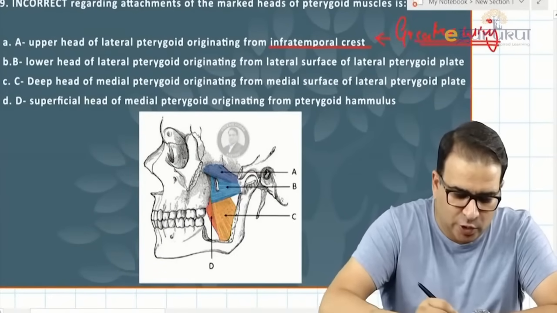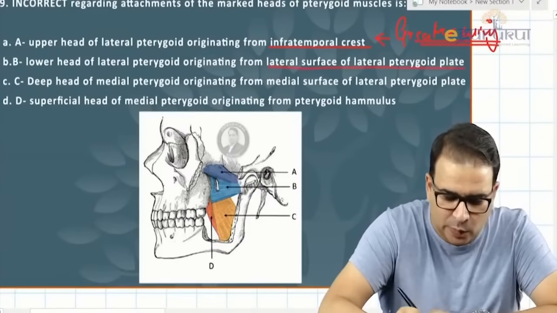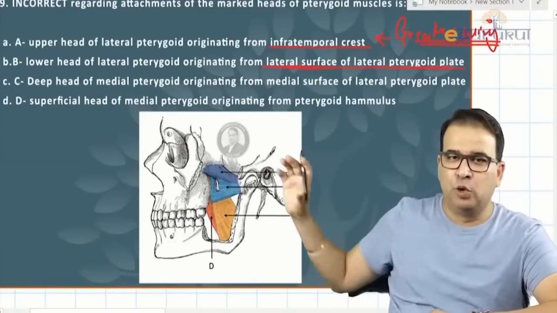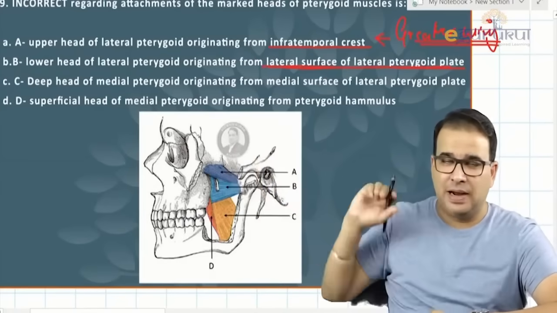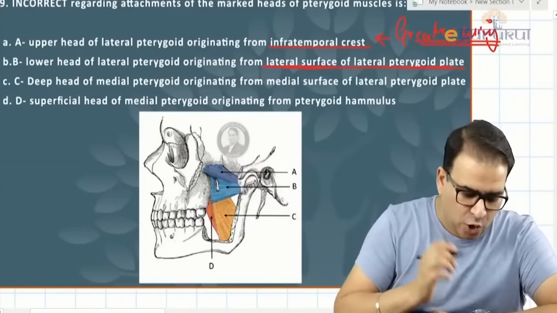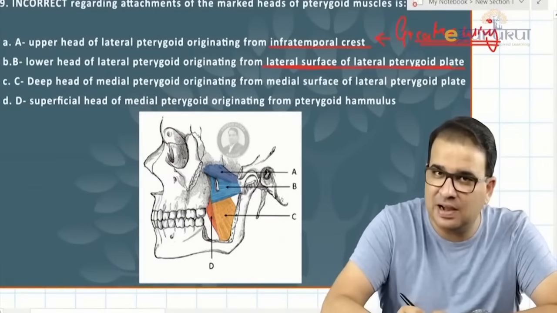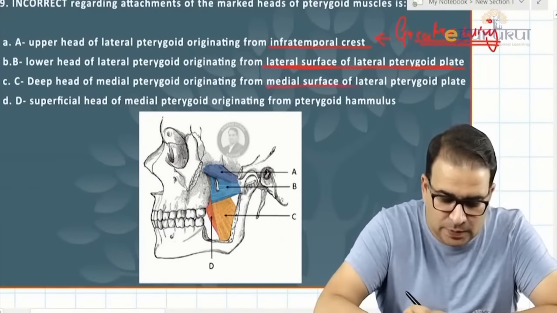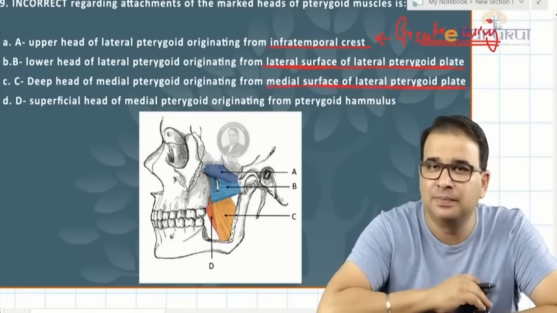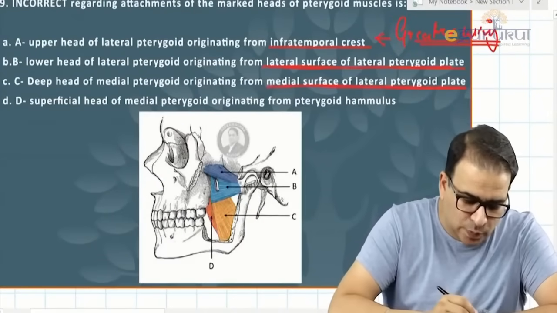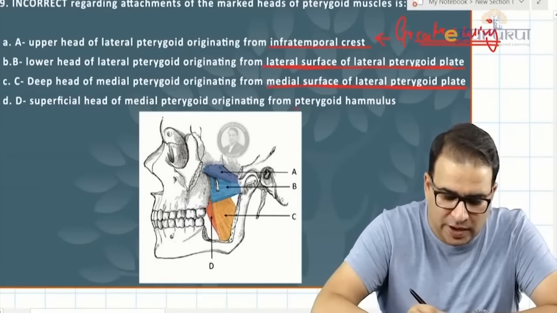Lower head of lateral pterygoid originates from lateral surface of lateral pterygoid plate. Absolutely correct. So both the points about the lateral pterygoid muscle are correct. Option C, deep head of medial pterygoid originates from medial surface of lateral pterygoid plate. Correct. Medial surface, but which plate? Lateral pterygoid only. And then it says superficial head originates from pterygoid hamulus.